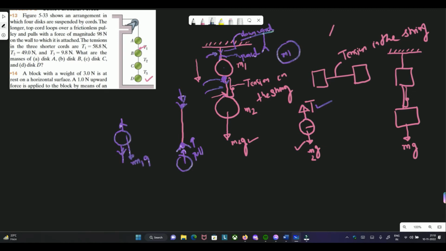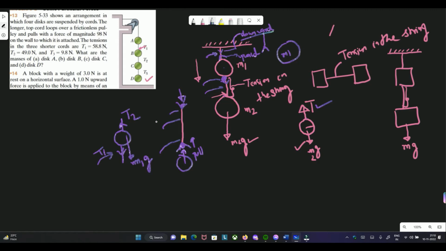We are discussing only one thing right now, which is that part of the tension which is acting in the string but on two different bodies at the two different ends. That is what we are discussing right now.